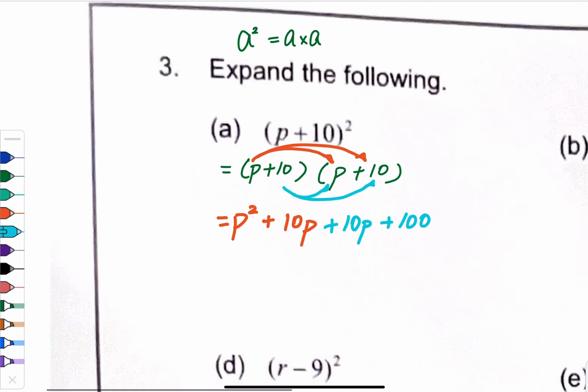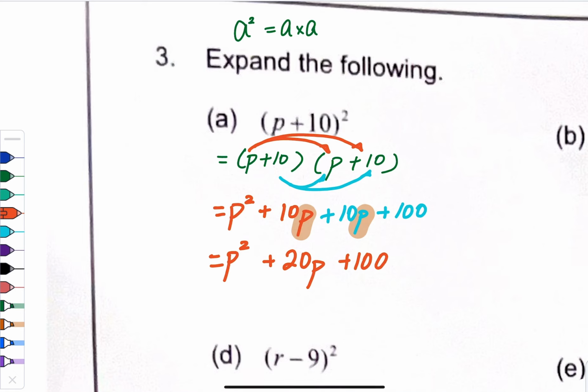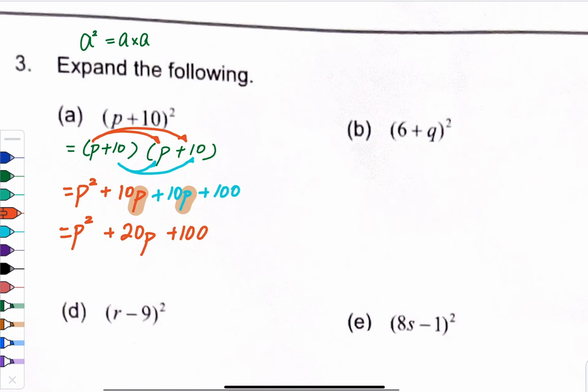And then is there any like terms? Like terms means having the same unknowns. Yes, these two. So you do that. p square, and then 10 plus 10, you have 20p. Let's continue this one as well. I will do a few questions like this and a few questions using the above method.